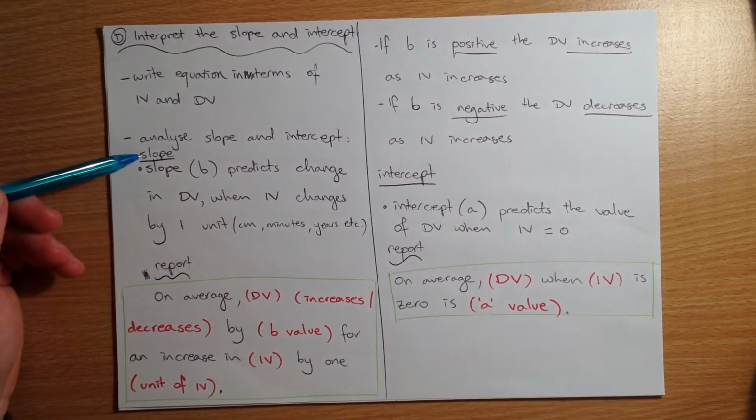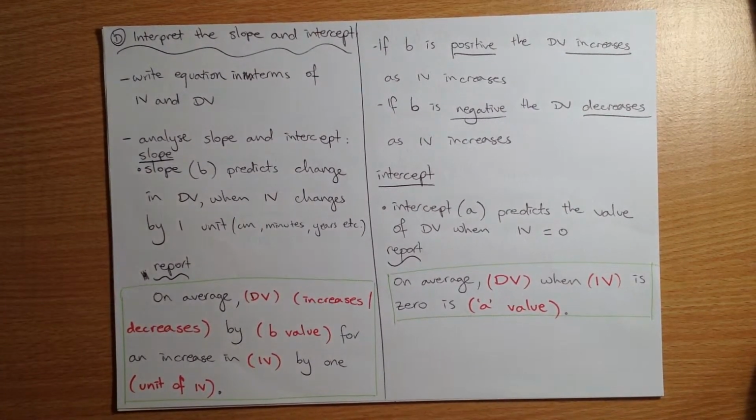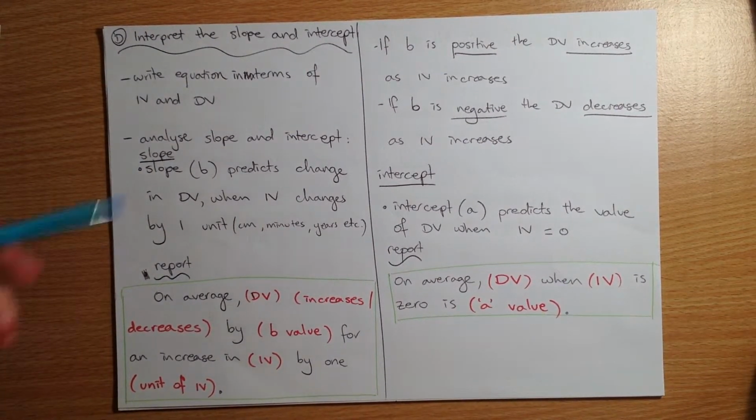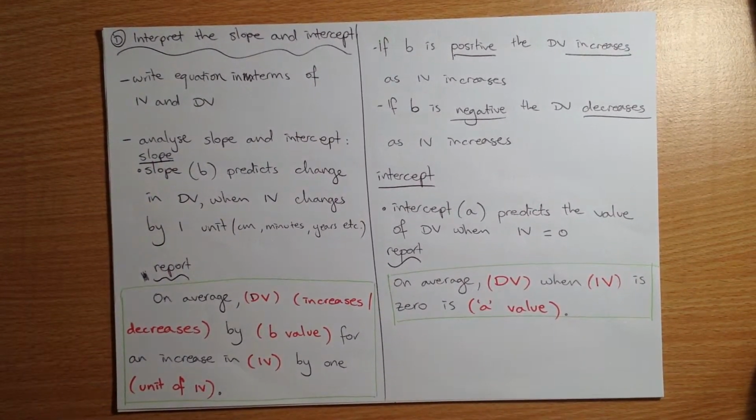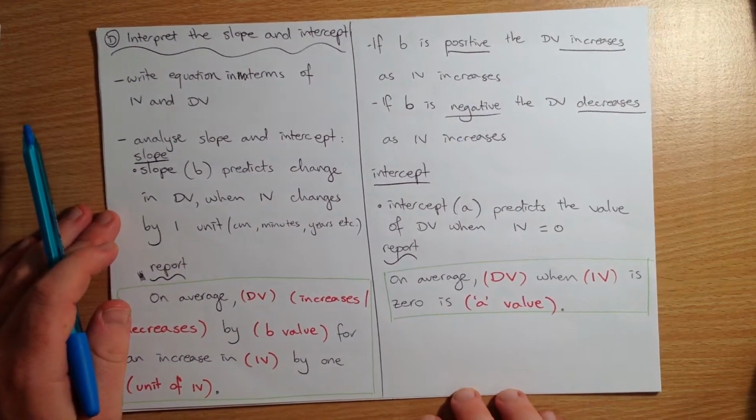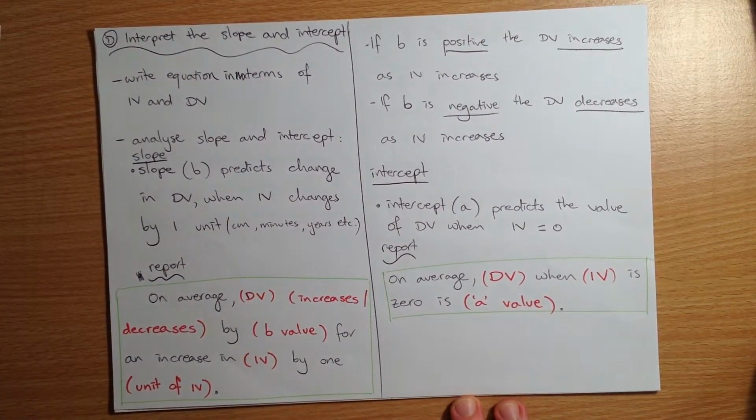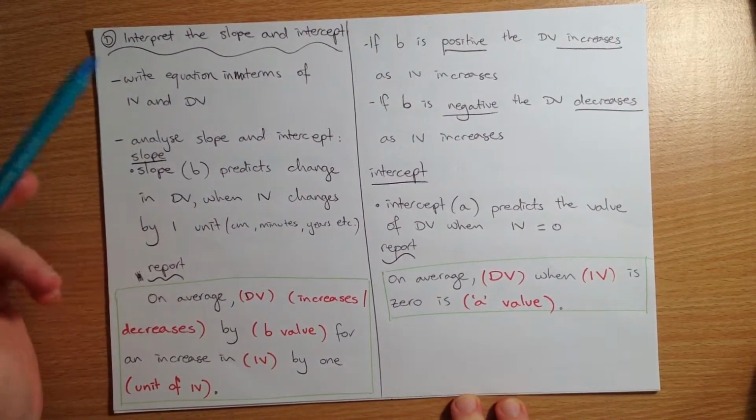First thing we'll do is analyse the slope, or the gradient, of that line. The slope, or B, predicts the change in the dependent variable when the independent variable changes by 1 unit. So basically, if my independent variable is going up by 1 unit, how much is my dependent variable changing? We'll see that for our specific example in a minute. The 1 unit might be centimetres or minutes or years or whatever it'll be.